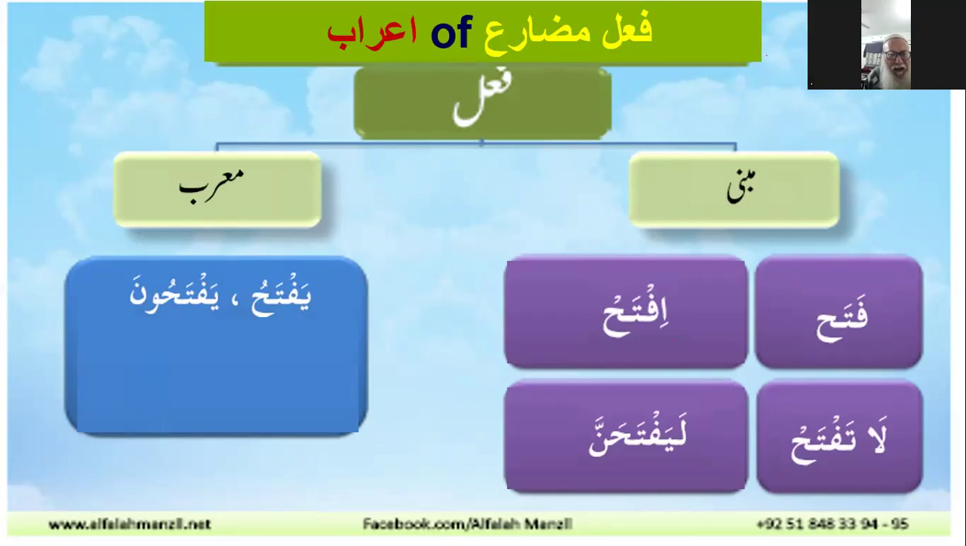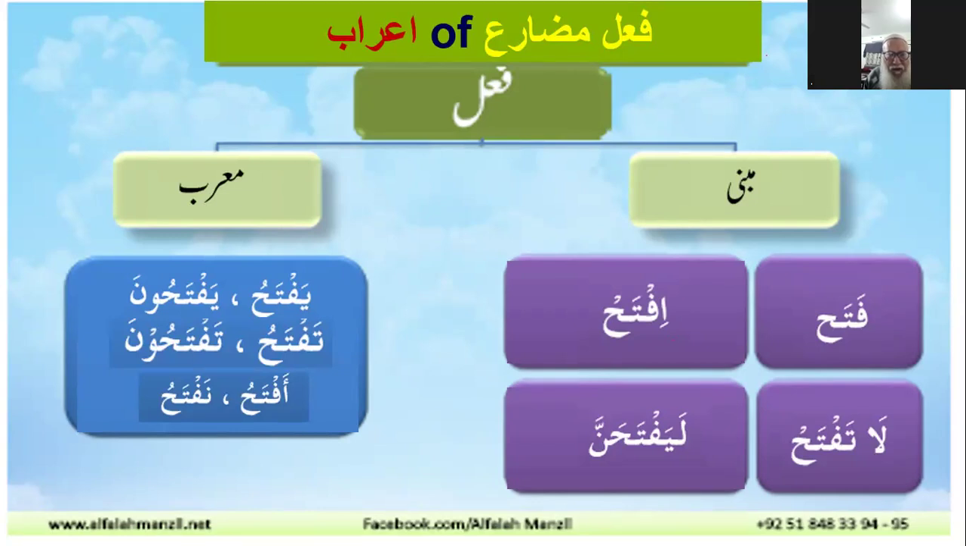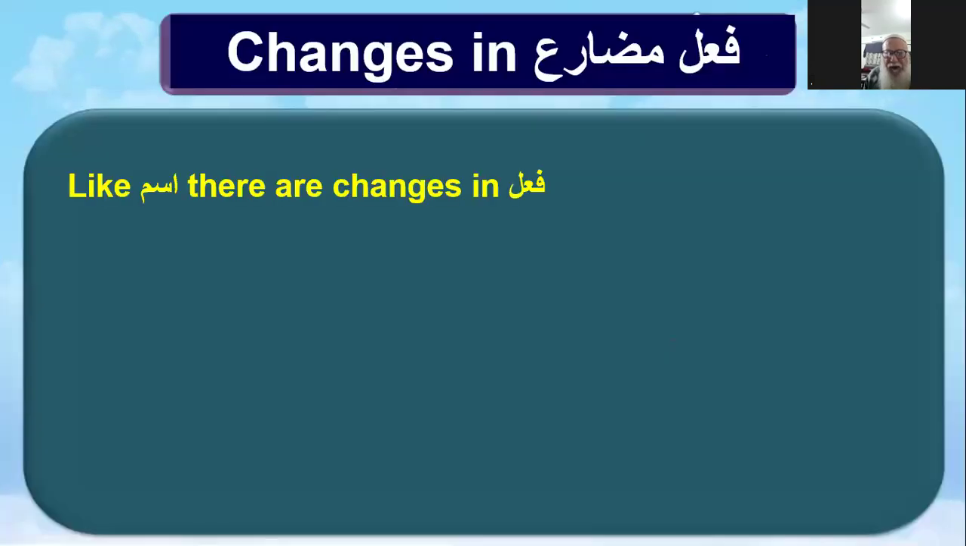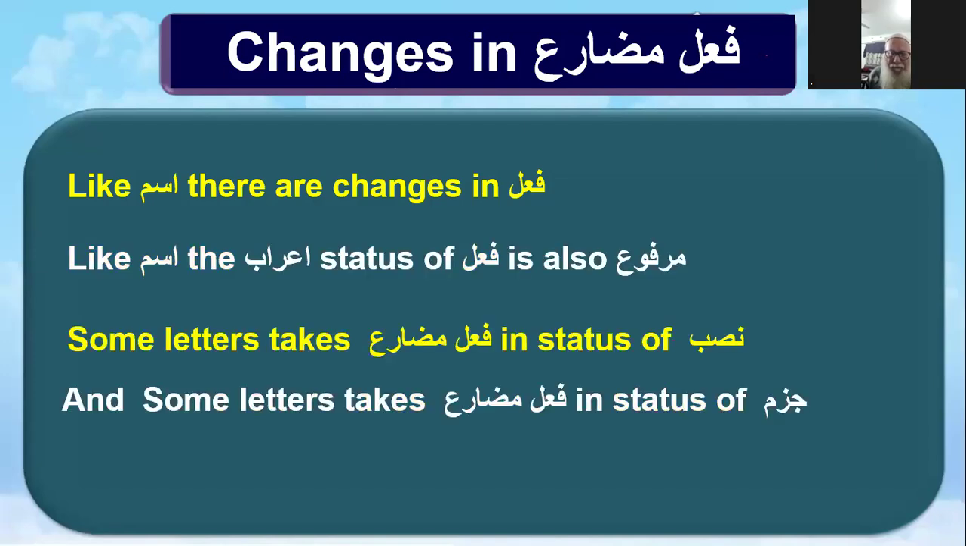For the Mu'rab, we have Yaftahu, Yaftahuna, Taftahu, Taftahuna, Aftahu, Taftahu. So they all come in the Mu'rab. They change. And then we saw that the changes in Mudari are different from the Ism. Ism has I'rab: Rafa, Nasb, Jar. Fi'l has the I'rab: Rafa, Nasb, and Jazm. It does not have the Jar. Same with the Ism, it does not have the Jazm, it has Jar. So that is the difference between both.